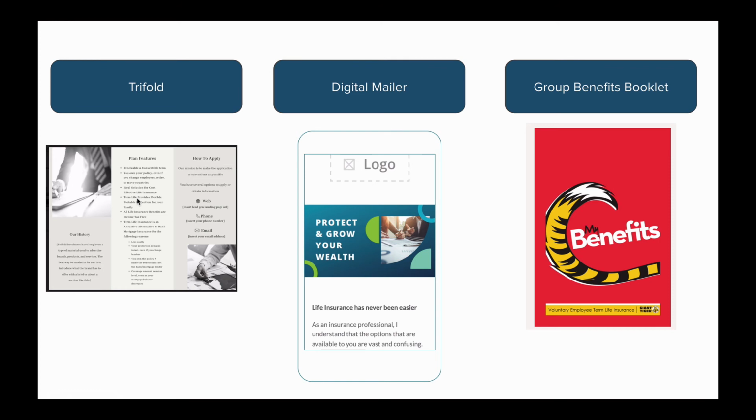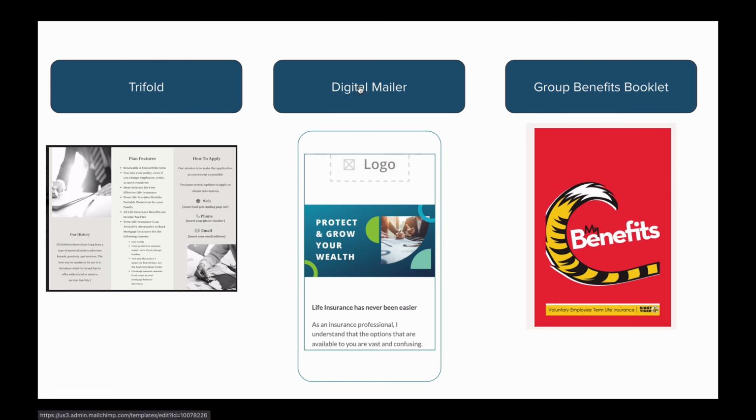So again, if you think about your traditional marketing collateral, you may have a brochure or a trifold or something like that. Again, think about something like a unique web landing page, and this is something that could direct directly to your lead gen page. Something like a digital mailer here. So again, this would be your emailer that talks about life insurance, getting a review. This would be something you'd put in your drip or a group benefits booklet. So let me just take a look at these.